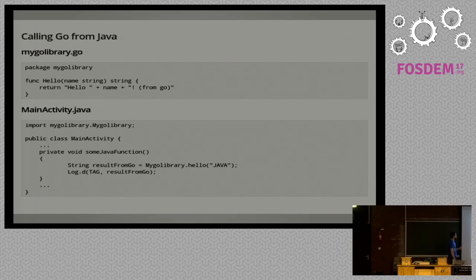Example using this: here is our Go code as before, and in Java it could be the main activity or whatever in your code. You need to import the library and later use it. It's very simple and it feels good.